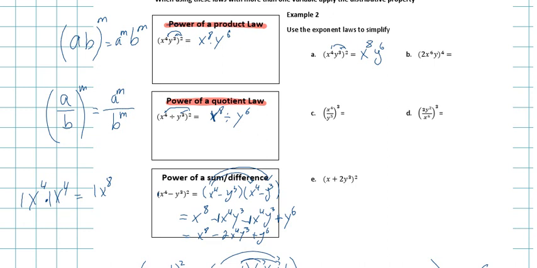Okay, so tell me what would it be without giving me the answer. So 2 to the power of 4, and x to the power of 4, y to the power of 4. Now I'm just going to write the answer as 16 x to the 4, y to the 4. Okay?